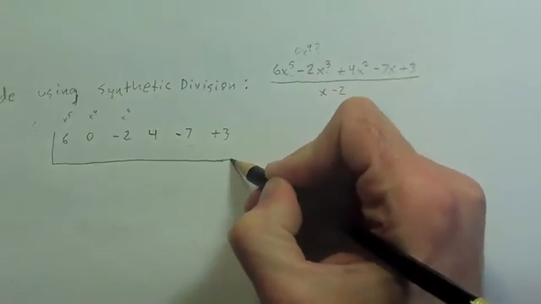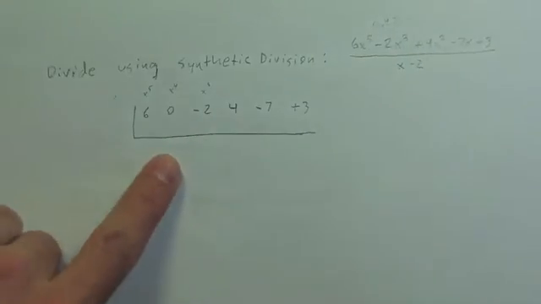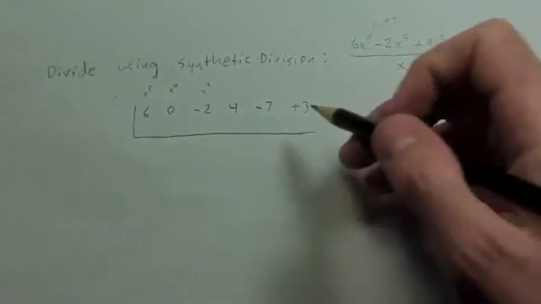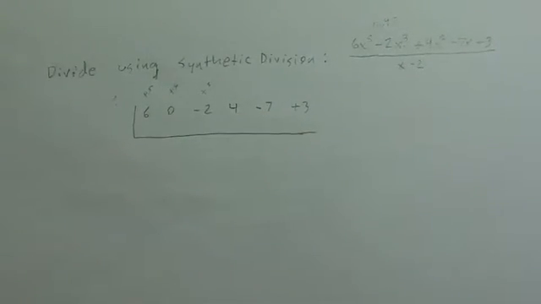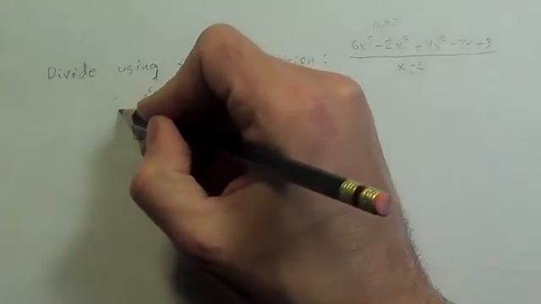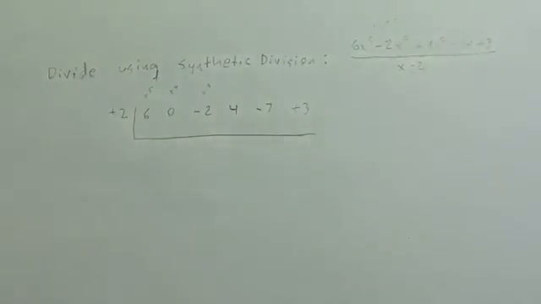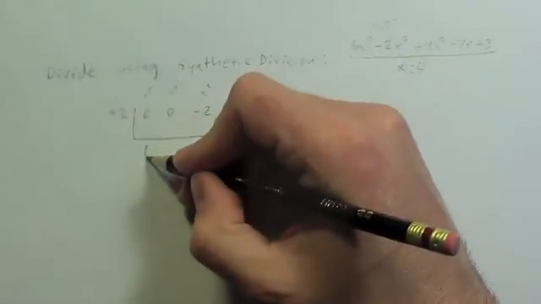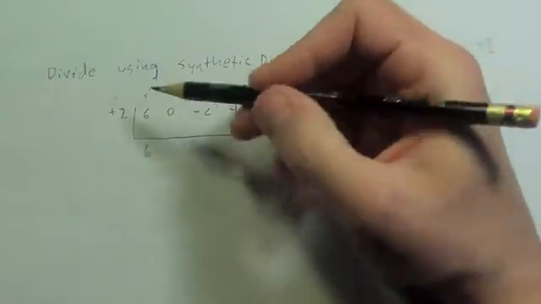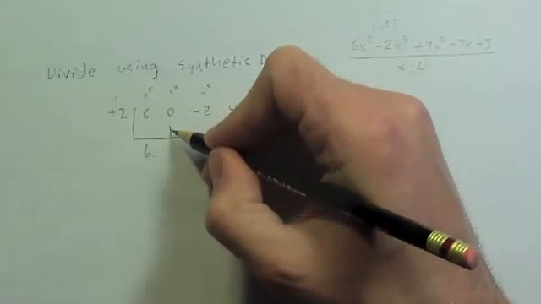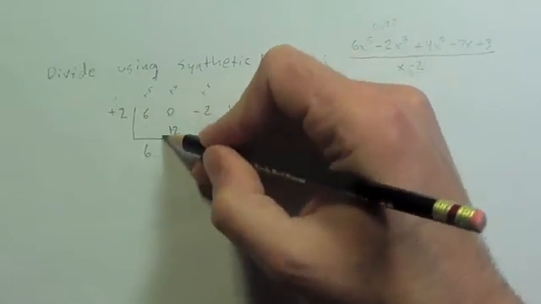Alright, so we have all of our pieces here. I have the 6, I have the 0, I have the -2, I have the 4, I have the -7, I have the 3. That might be a little redundant, but whatever. Now, for the x minus 2, I put in a +2. Okay? So, we always start by dropping down that 6 and multiplying and putting that up here. So, the 2 times the 6 will give me a 12. I put that up there. And then we add these together.